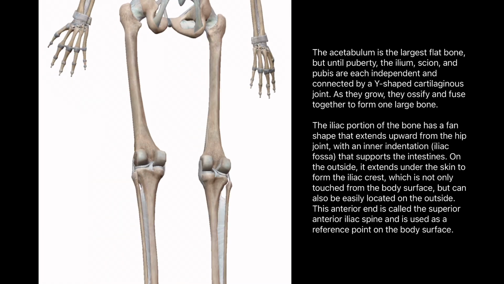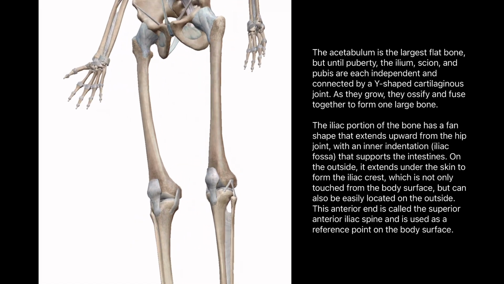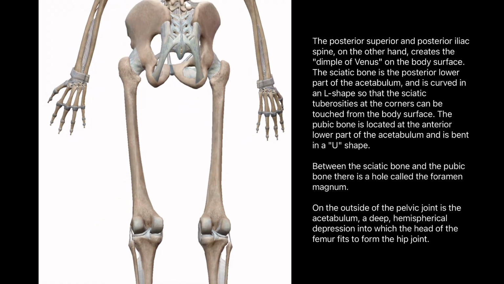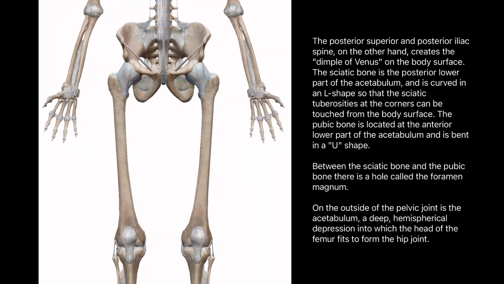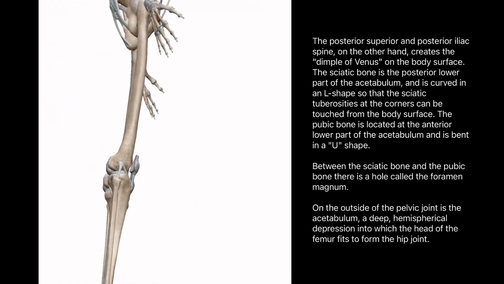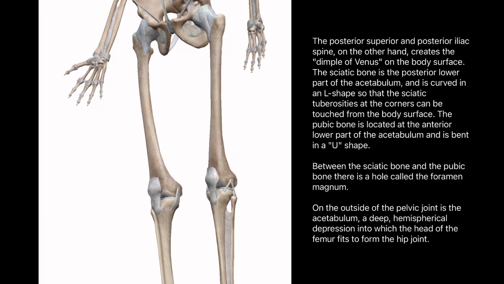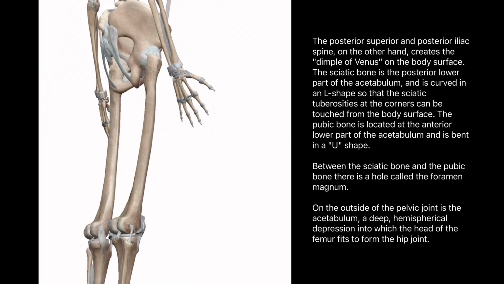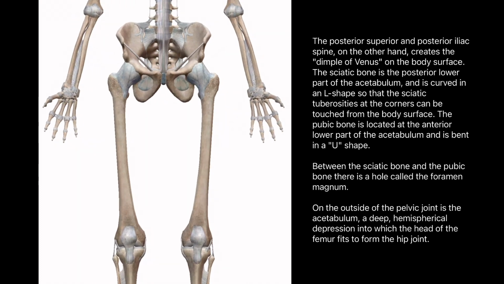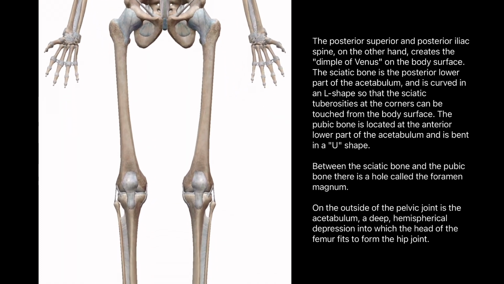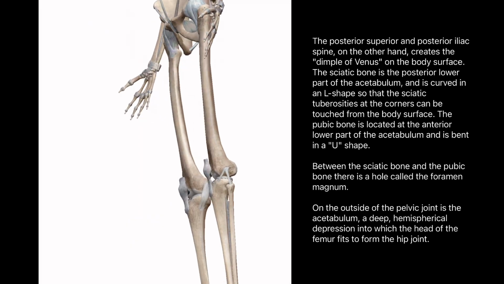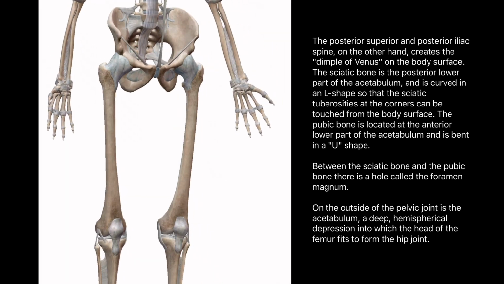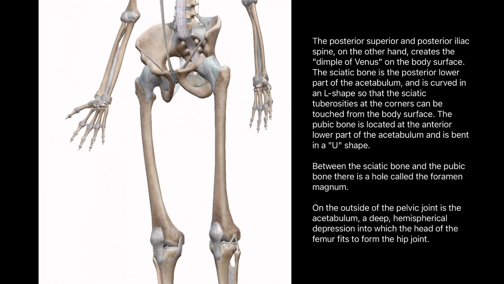This anterior end is called the anterior superior iliac spine and is used as a reference point on the body surface. The posterior superior iliac spine, on the other hand, creates the dimples of Venus on the body surface. The ischium is the posterior lower part of the hip bone, and is curved in an L shape so that the ischial tuberosities at the corners can be touched from the body surface. The pubic bone is located at the anterior lower part of the hip bone and is bent in a U shape. Between the ischium and the pubic bone there is a hole called the obturator foramen.